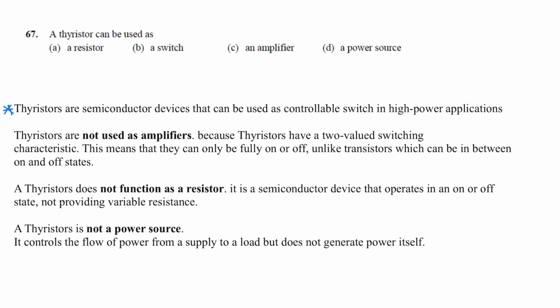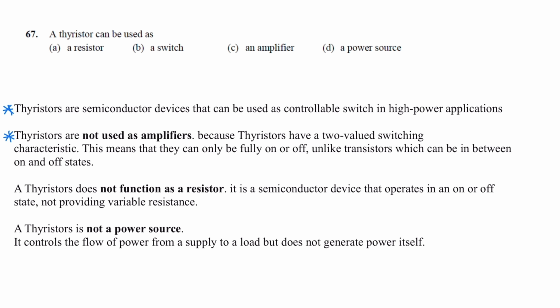This means they can only be fully on or off, unlike a resistor which can be in between the on and off states. So a thyristor cannot be used as an amplifier because it has two-valued switching characteristics, either on or off, and there is no intermediate state between on and off. Next, a thyristor cannot function as a resistor.